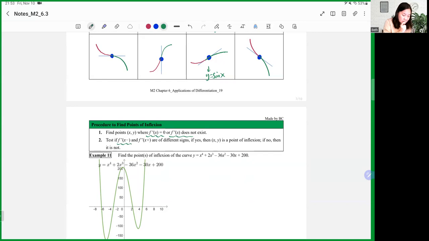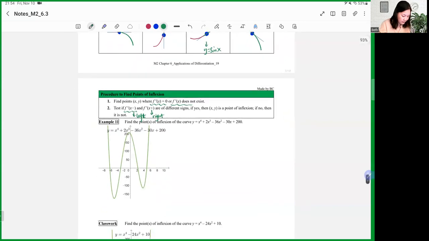Okay. Now, what are these? These are just symbols. After you find those points, you need to make sure by testing there is a change of concavity, which means on the left, this means on the left, and this means on the right. This means the second derivative on the left and the second derivative on the right must have different signs. And then we can say this is a point of inflection.